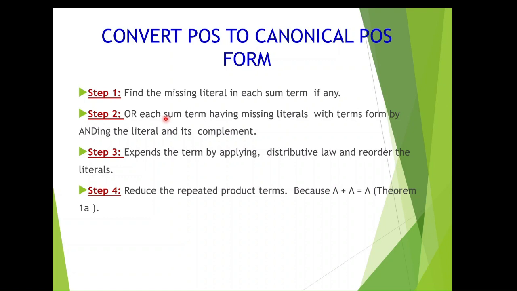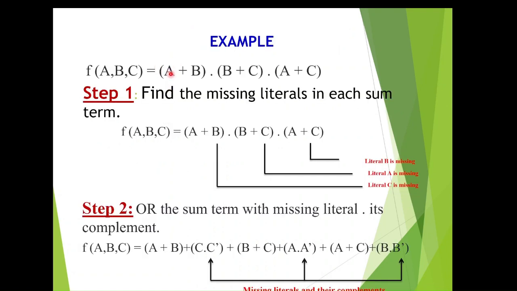And let us see how to convert the standard POS into the canonical POS. And I am taking a specific example. This is a plus b, b plus c and a plus c. This is standard POS. But here this c is missing. Here a is missing. Here b is missing. So we have to add these terms. For that what we have to do is a plus b plus c dot c dash. C dot c dash means it is 0. When you add 0, then it is not going to change the value. So I am adding like that.